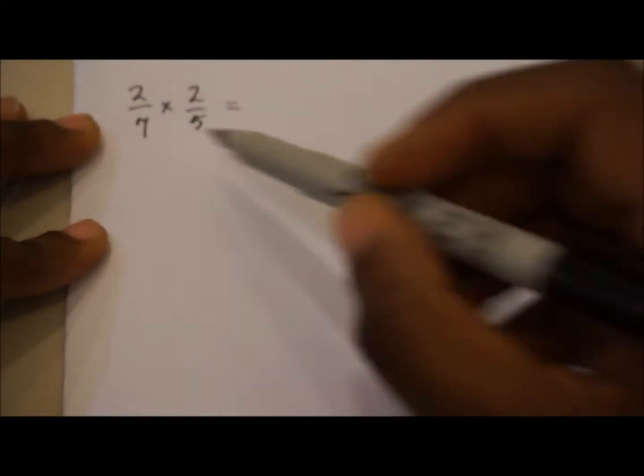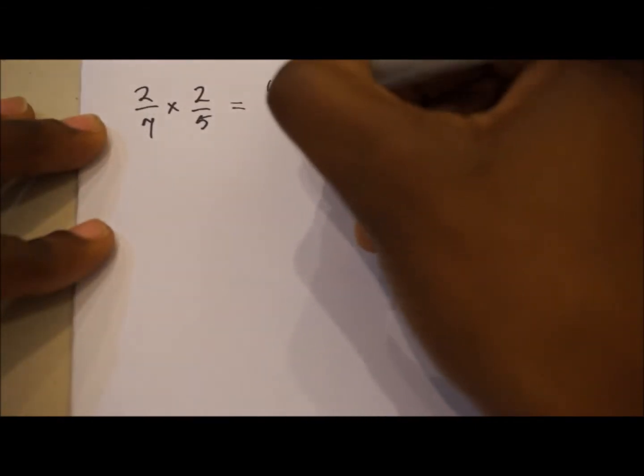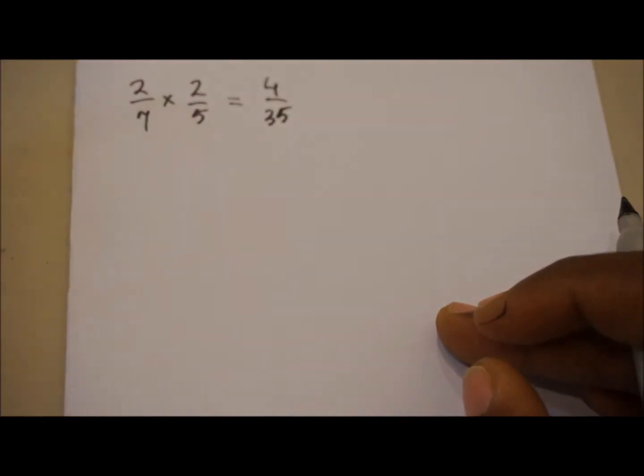If I'm multiplying, I just multiply my numerators. 2 times 2 gives me 4. And then 7 times 5 gives me 35. Therefore, this fraction is simple. Nothing could have been cancelled out, so I just multiply my numerators. 2 times 2 gives me 4, and then 7 times 5 gives me 35. So 2 over 7 times 2 over 5 is 4 over 35.